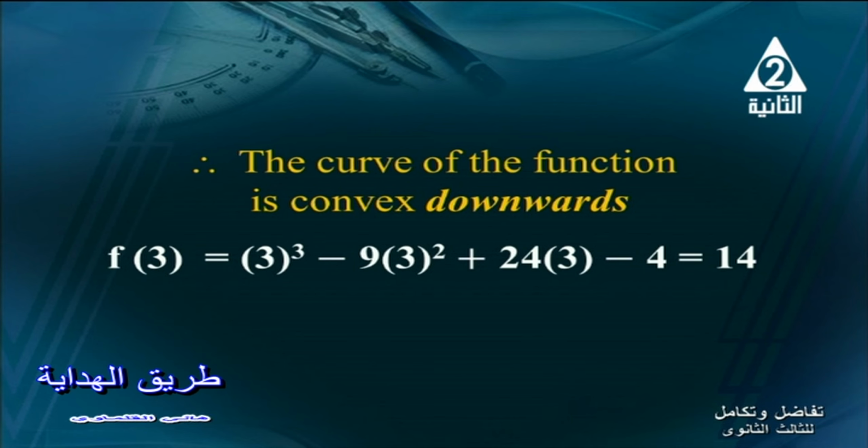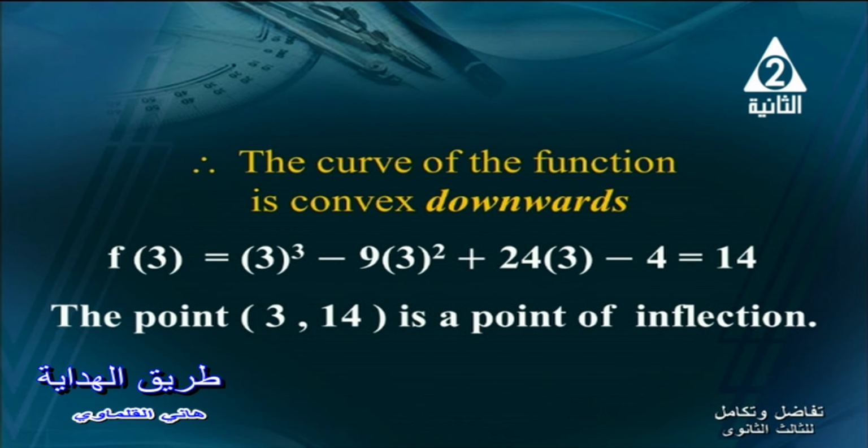What is the corresponding value of y at x equals 3? To get y, we must substitute in the original function. f of 3 equals 3 power 3 minus 9 multiplied by 3 power 2 plus 24 multiplied by 3 minus 4. Then f of 3 equals 14, and the point 3 and 14 is an inflection point, or the point 3 and 14 is a point of inflection.